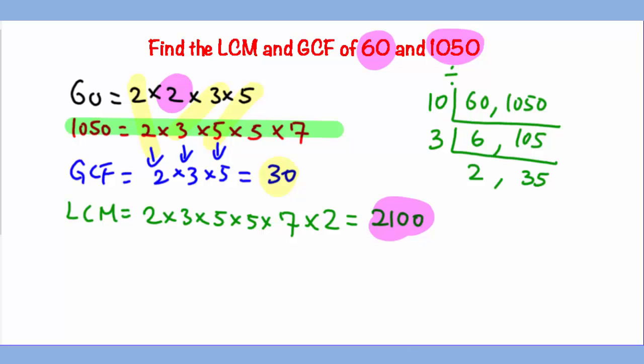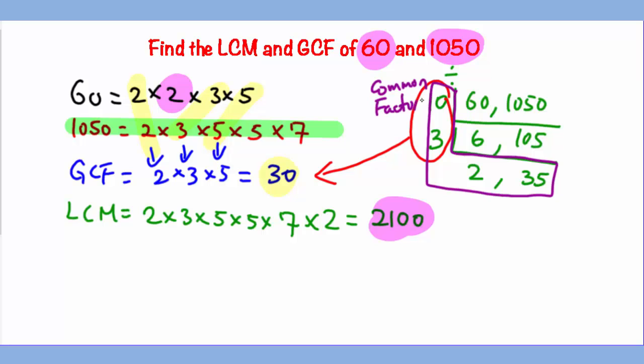And the GCF will be the product of the common factors on the side, which is 30 again. And the LCM will be the product of all the numbers that make an L shape, which are the common factors times the uncommon factors. And you should get 2100 as well. That's it for the lesson.